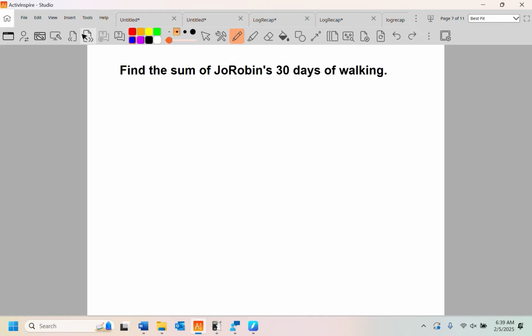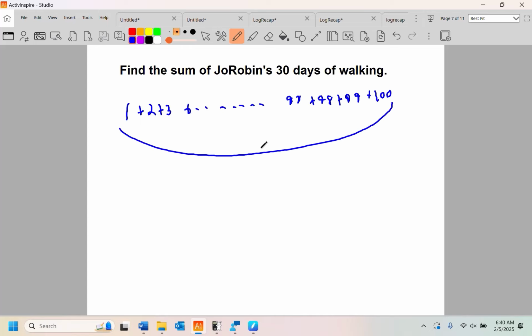Find the sum of Joe Robin's 30 days of walking. So I don't know if you remember how we did this, but it was Gauss who came up with this. Gauss was tasked with finding the sum of the numbers 1 through 100, and he came up with a pattern. 1 plus 2, plus 3. This has nothing to do with this question. Plus 97 plus 98 plus 99 plus 100. And he noticed that the outside terms were always 101.